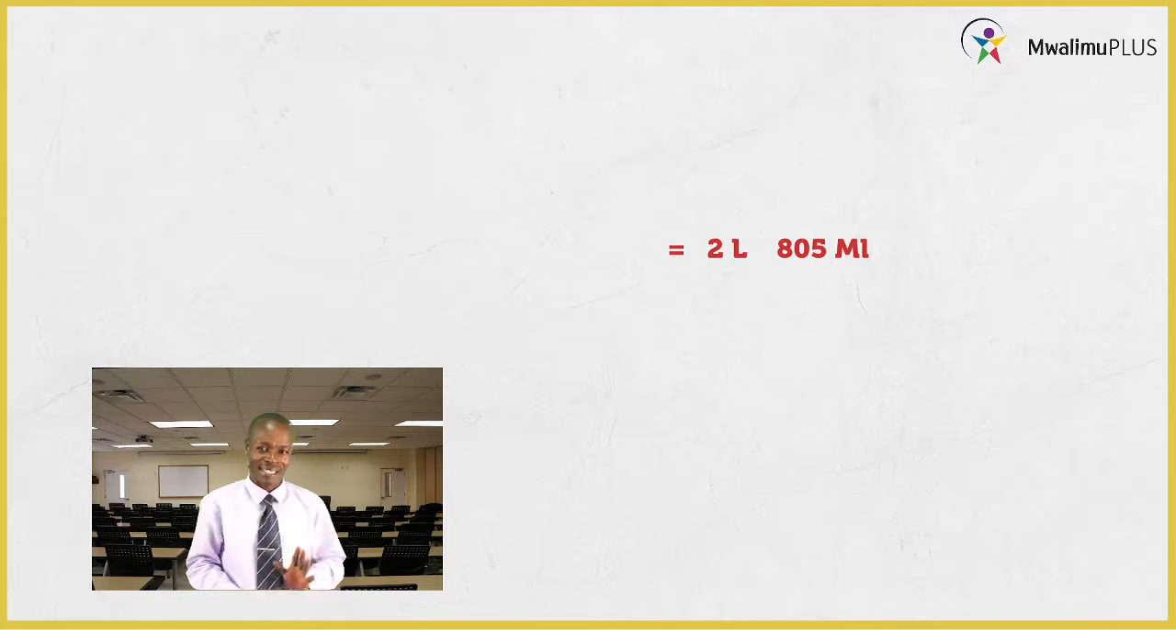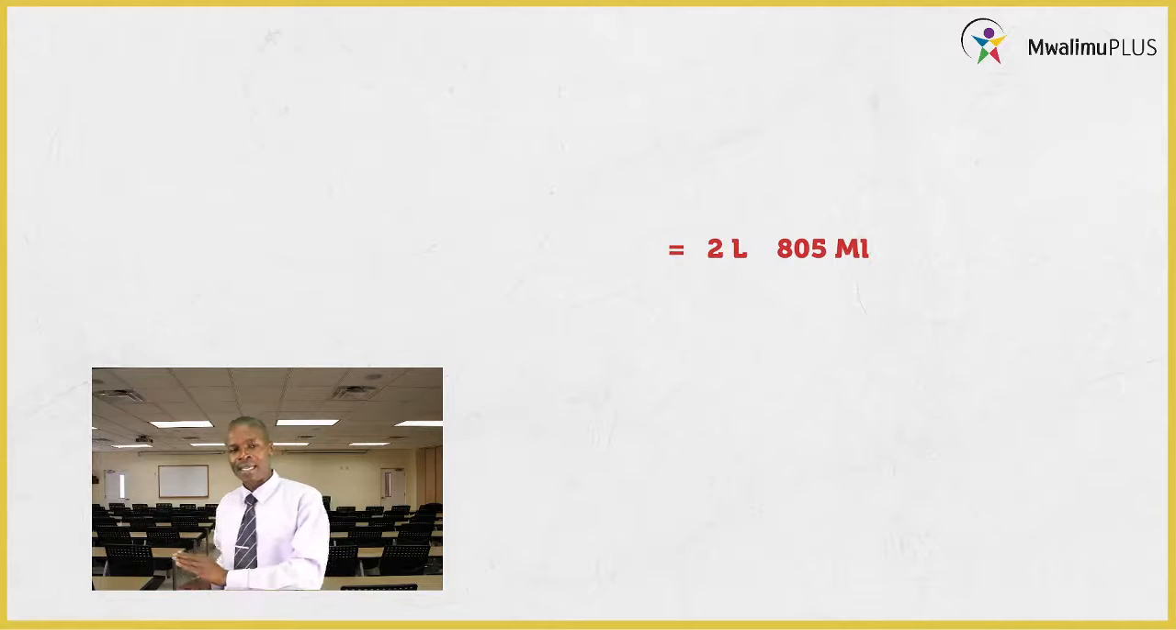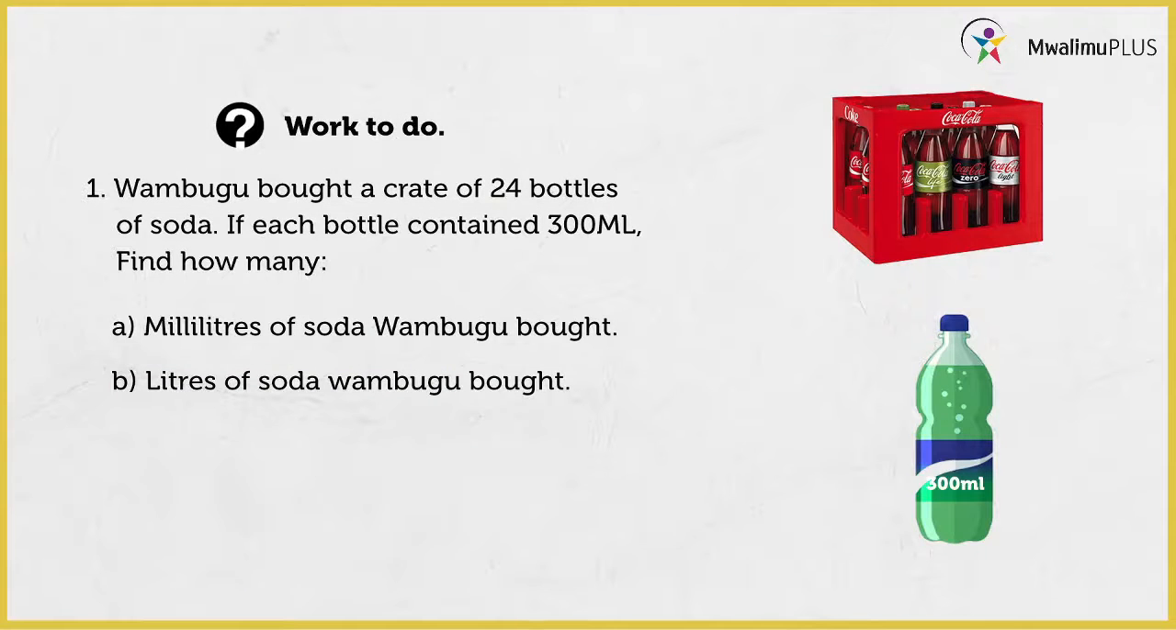Up to that point, now I want to leave a question for you to attempt. And I'm very sure you are going to try. You're either going to convert from milliliters to liters, or from liters to milliliters. Now, Wambugu bought a crate of soda, that is 24 bottles of soda. Each bottle contained 300 ml. Now, you need to find out how many milliliters of soda Wambugu bought. You can see from the diagrams, a crate of soda. Then 1 bottle that has 300 ml.